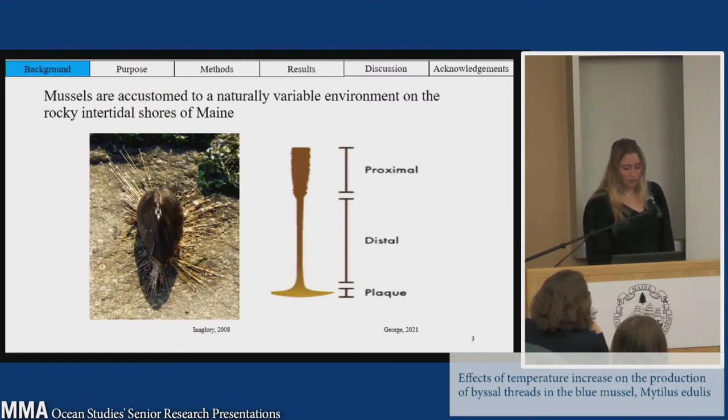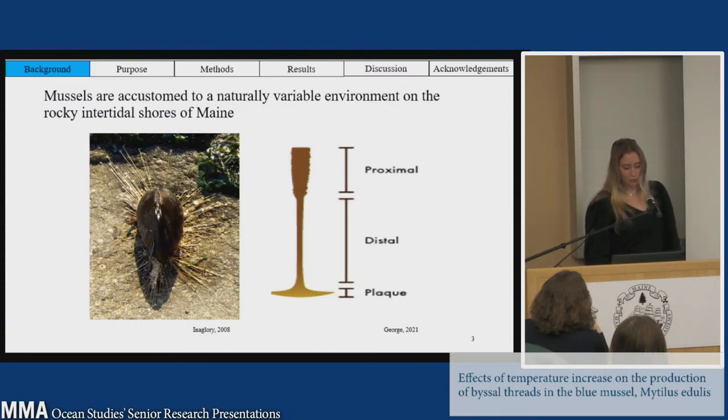Their habitats are naturally variable. Tides range from high to low. They have high wave exposure and highly variable temperatures as well. They're a foundation species, which means that they create a larger and more diverse habitat. They're also important filter feeders, and they're a large part of the state of Maine fisheries.